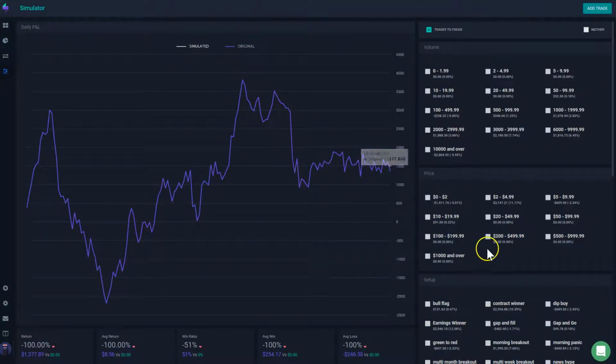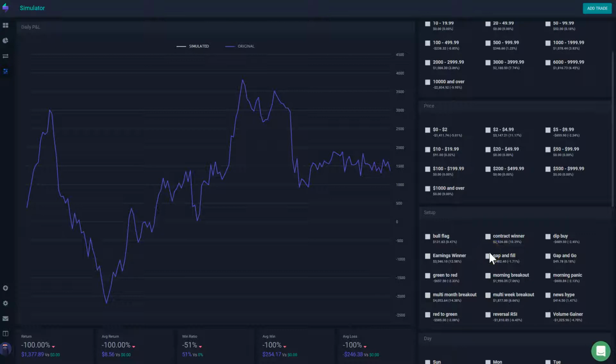Now that we understand that only a few of our setups are actually producing us money, let's build a what-if scenario that speaks to what we have learned. Okay, so multi-month breakout, I want to select multi-week, morning, contract winners, and earnings winner. So what this is doing is going to be a what-if scenario. What if I only focus on trades that follow these setups?